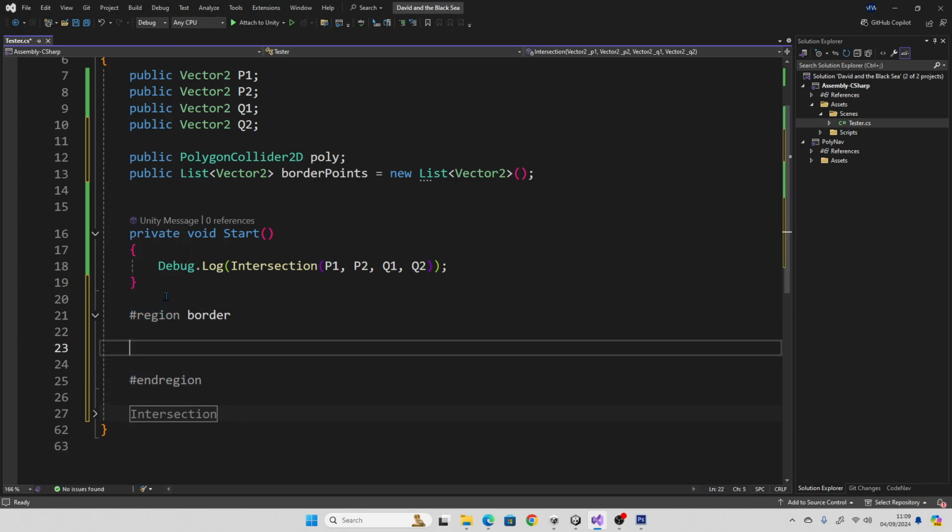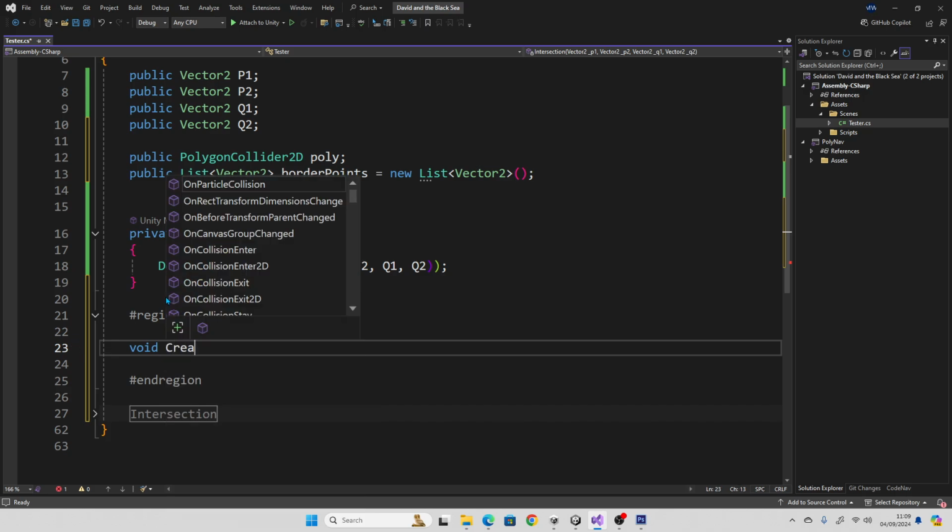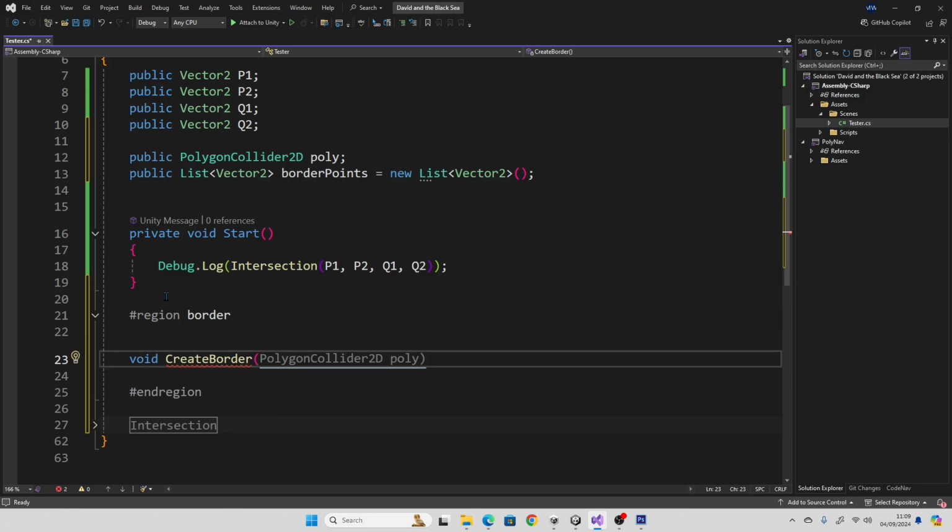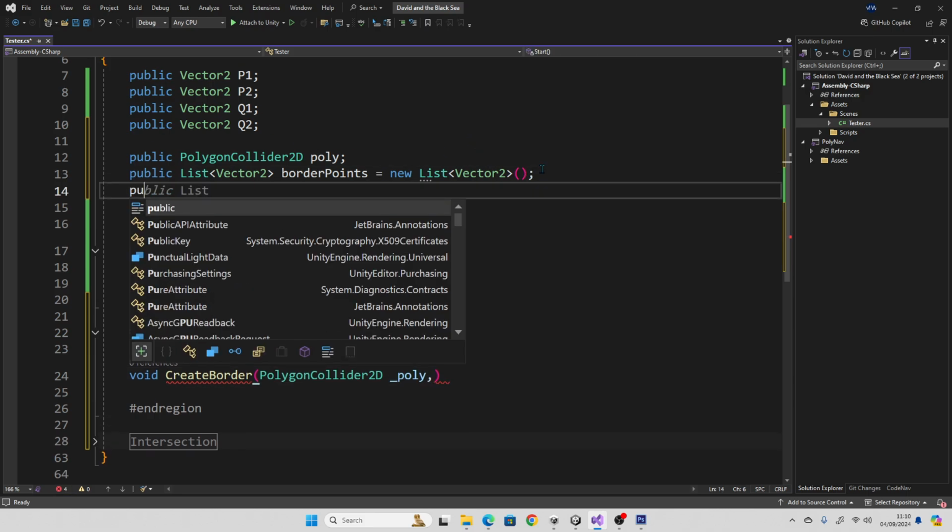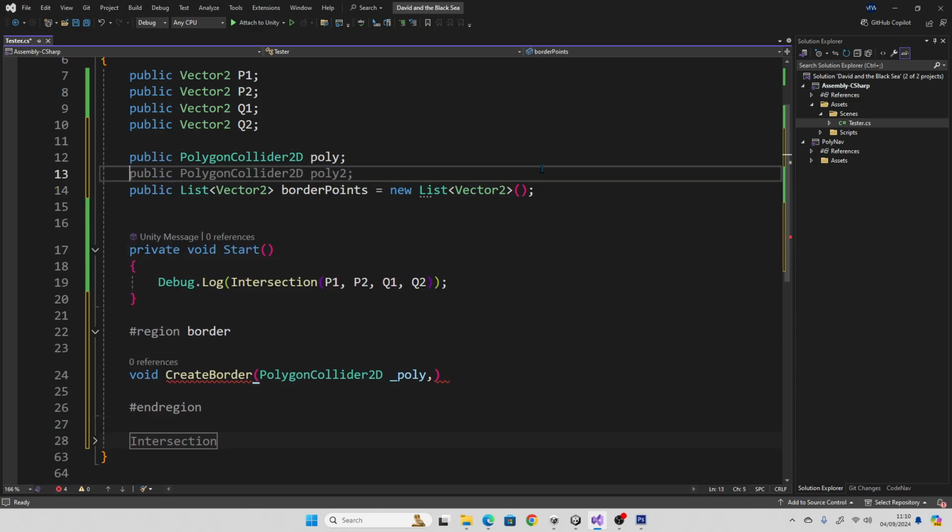And let's get started. Let's create. So I will be not outputting anything. So create border. And I want to be able to input the polygon that I'm going to be creating a border on. And we need to know how much we're actually going to be pushing it out. So let's do a, I think that should come up here. Public float, call it border width. For now, let's leave it at zero.